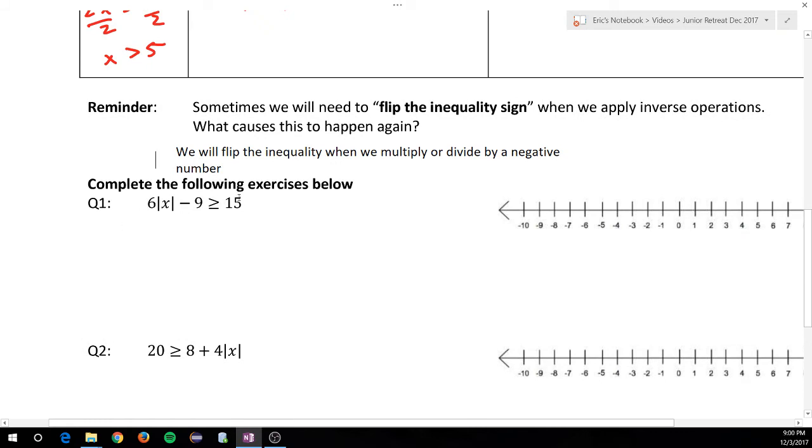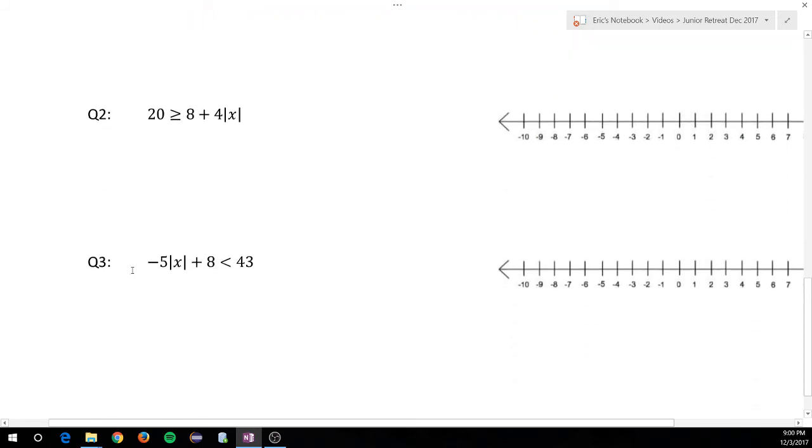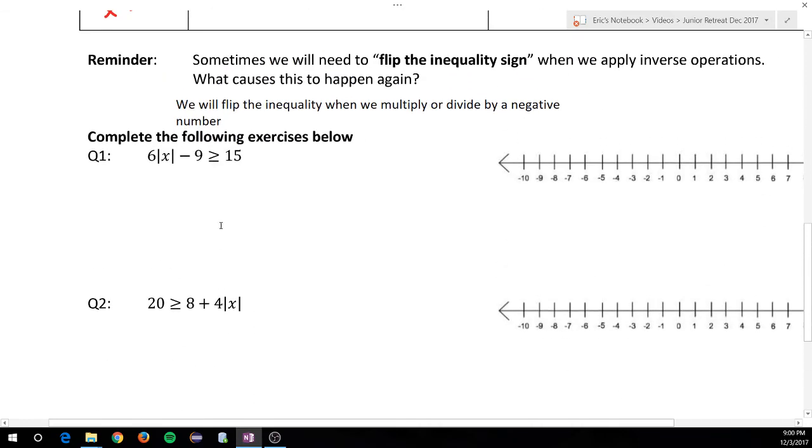So I will do question 1, but I encourage you for question 2 and for question 3, please try to solve these on your own and see if you match up with what I do. And again, you have the power to pause, so I would go ahead and I would use that power.